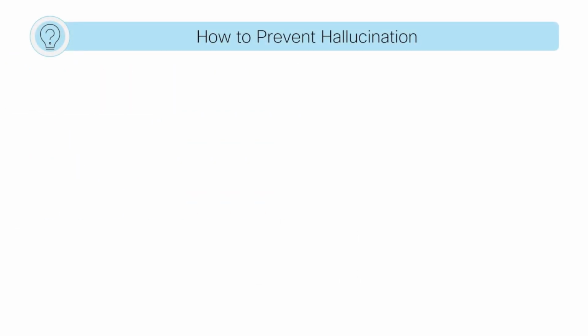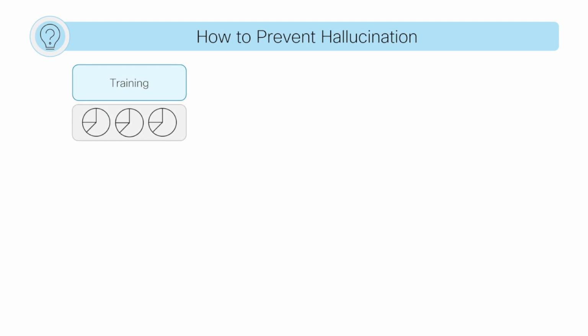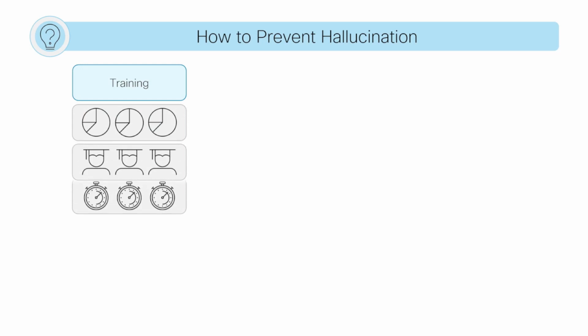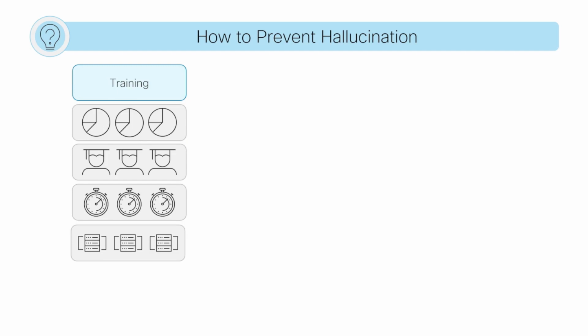So, how can you prevent hallucination? The most obvious method is to train a GPT model from scratch using a dataset that contains all the required information. However, training requires a lot of expertise, time, and compute resources, making it a rather expensive solution.